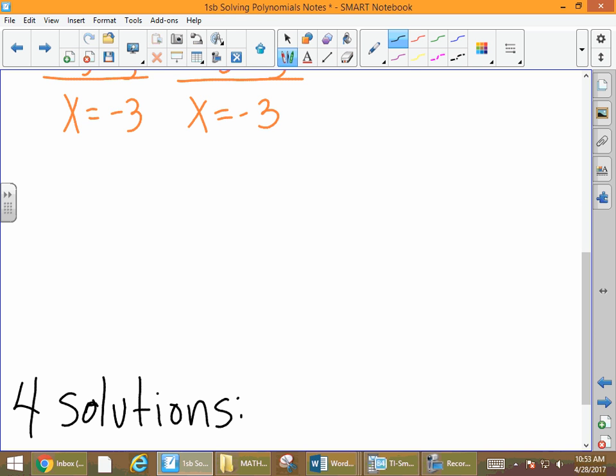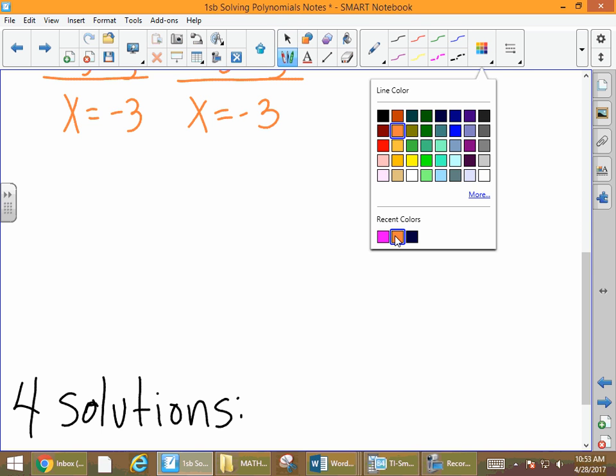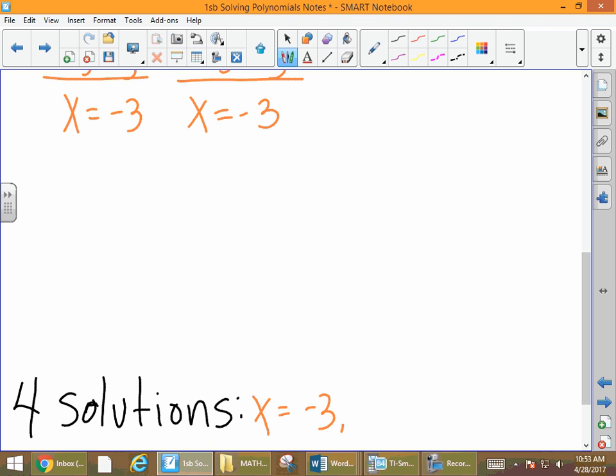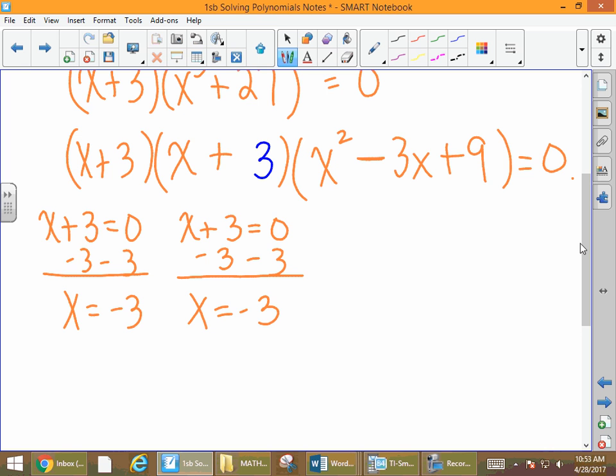So we just found 2 of them. x equals -3, x equals -3. So we have to find the other 2. And the other 2 are going to come from the x squared minus 3x plus 9. And if you think about it, the factors of 9 are 1 times 9 and 3 times 3. Will either one of those factors ever combine to be 3?